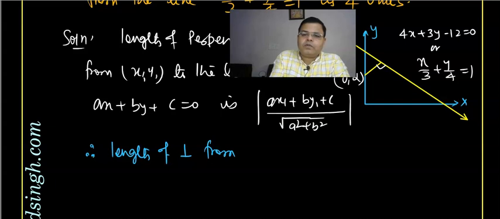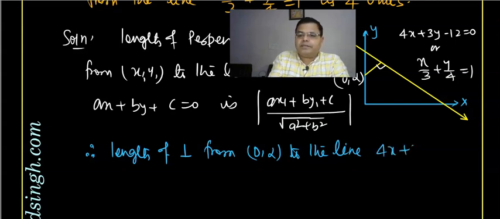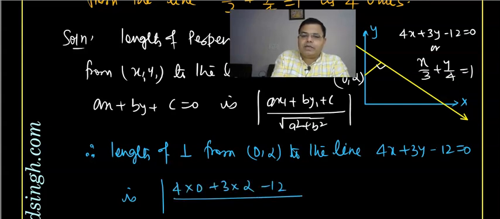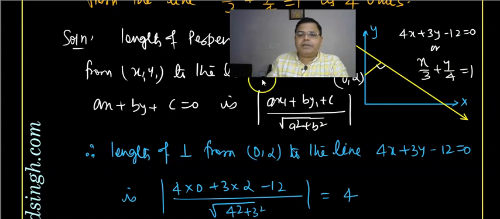length of perpendicular from (0, alpha) to the line 4x plus 3y minus 12 is equal to 0 is given by what? 4 times 0 plus 3 into alpha minus 12 divided by under root 4 square plus 3 square, and that is equal to 4 units because it is given.